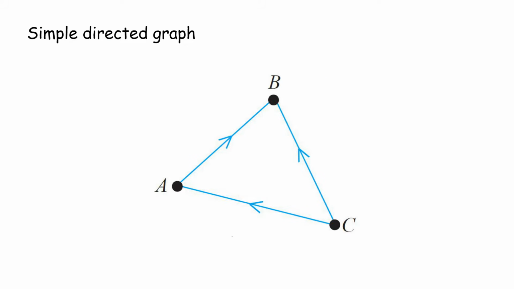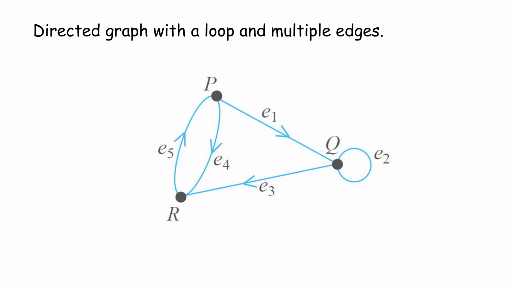Based on the directions of the arrows, it can be seen that: A, for edge AB, A is the initial vertex, and B is the terminal vertex. B, for edge CB, C is the initial vertex, and B is the terminal vertex. C, all vertices are connected in one direction only. Directed graph with a loop and multiple edges.